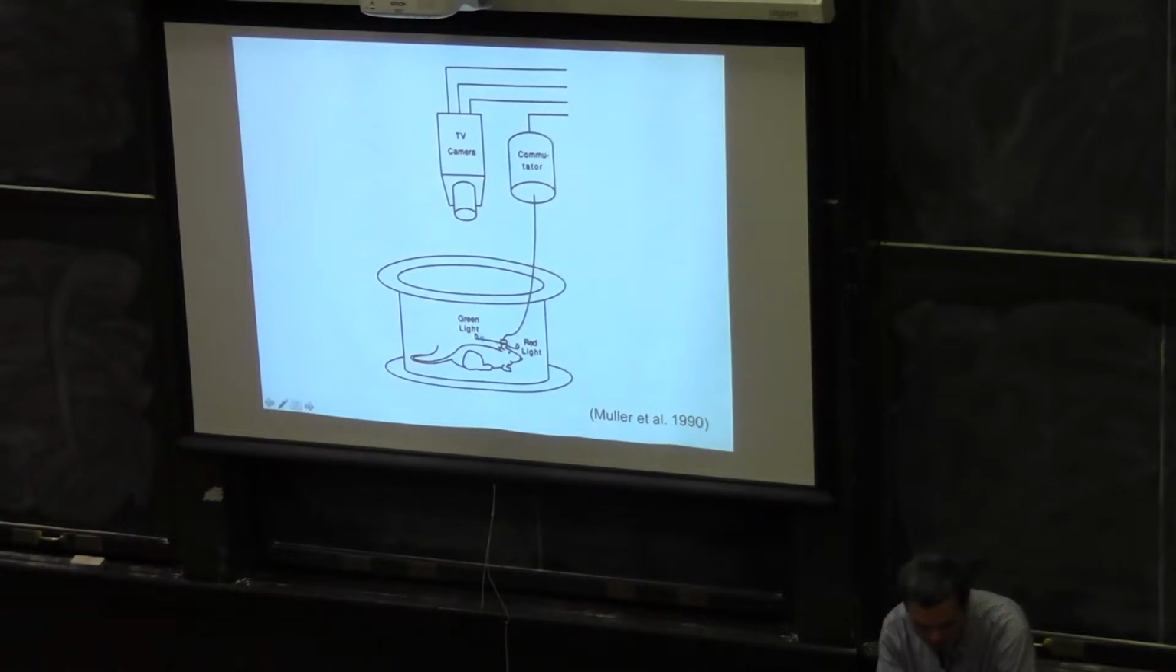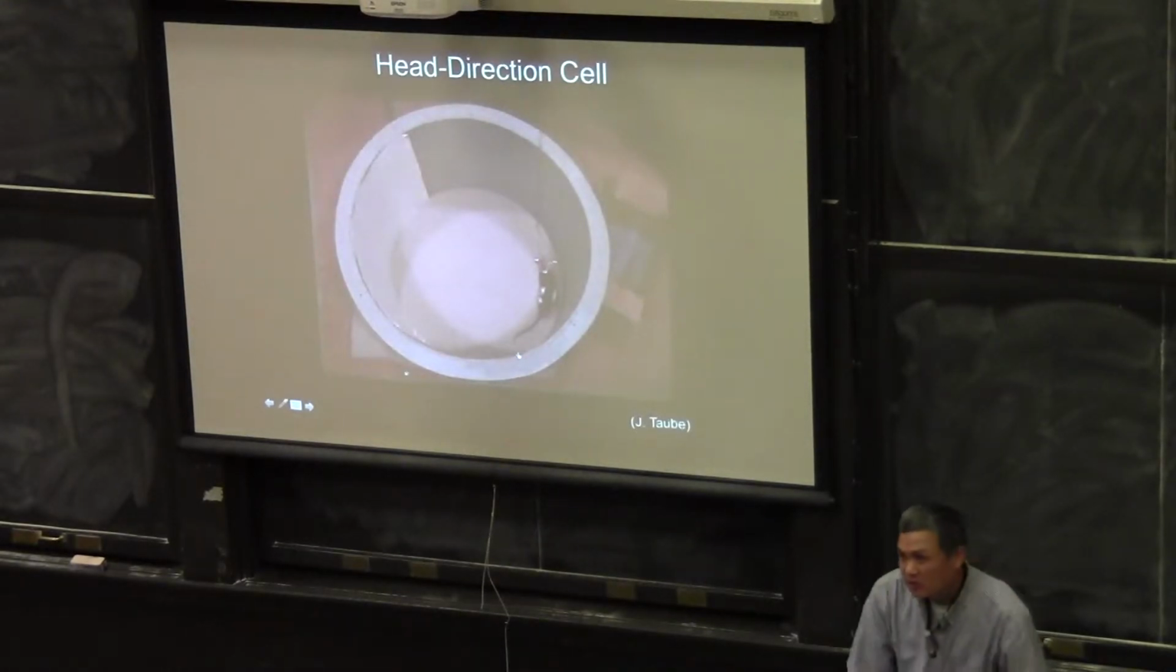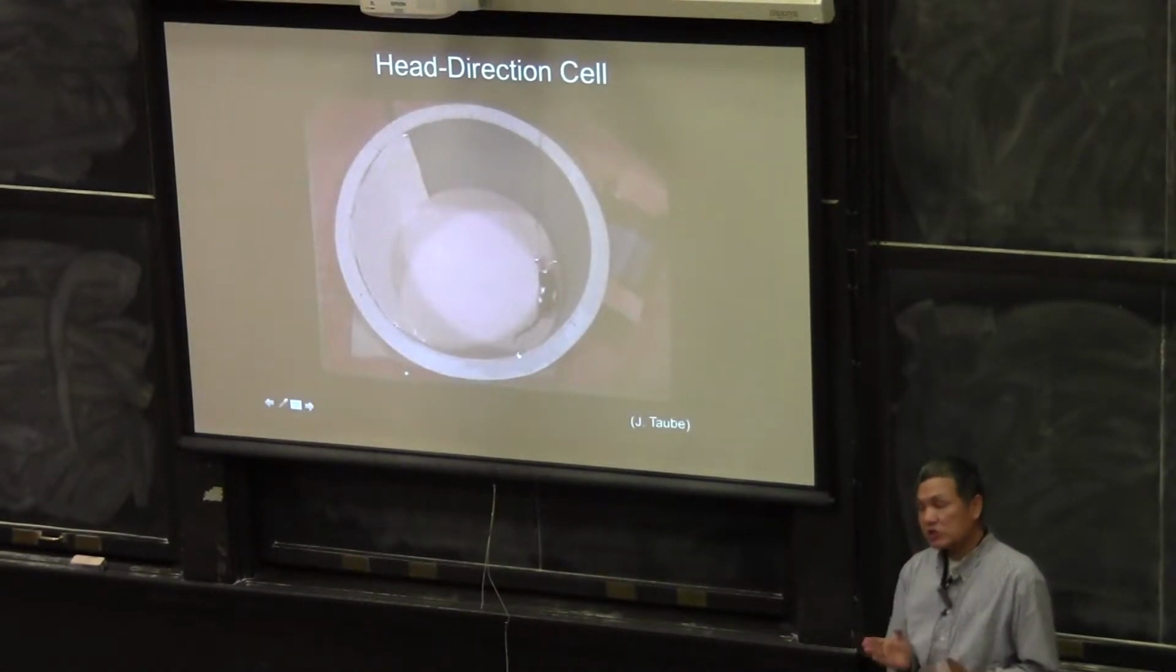You see there are two lights here. Sometimes you use infrared lights, sometimes a real light. You use two lights so you know the location and the heading direction. I'll first show you a video of a head direction cell, because this cell is the simplest one, because its representation is only one-dimensional.